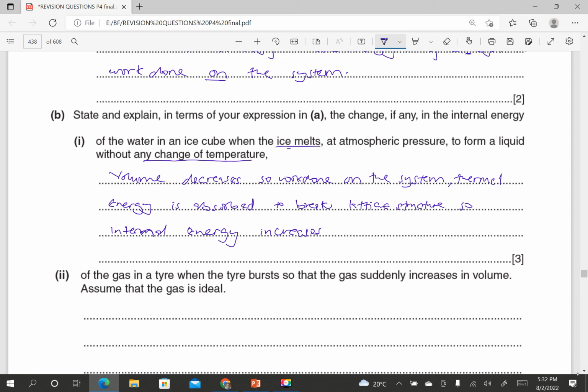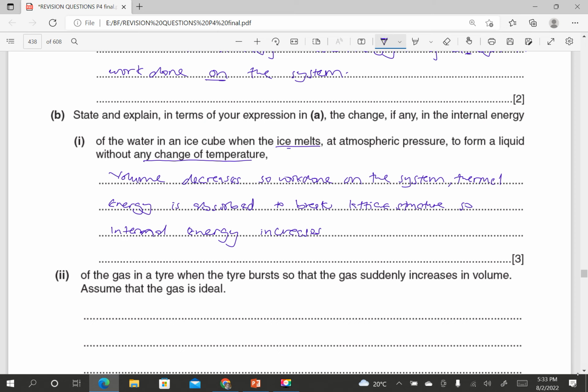Of course, many times some solids, when they melt, their volume occupied tends to decrease. So there's a little decrease in volume. So there's work done on the system, because they said at atmospheric pressure to form a liquid without any change of temperature. So the pressure is most likely going to do some work onto the solid, on the system, as the ice melts. On the other hand, also the volume could slightly increase as the bonds are slightly broken between the molecules.